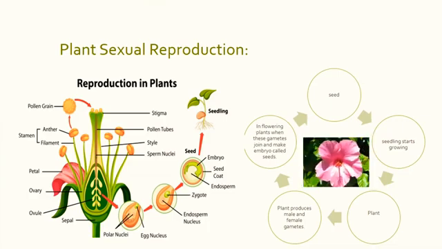From seed a new plant grows. That plant produces male and female gametes. After the combination of both these gametes, like this pollen grain, when it combines with the egg in the ovules, it forms embryo, and this is called sexual reproduction in plants.